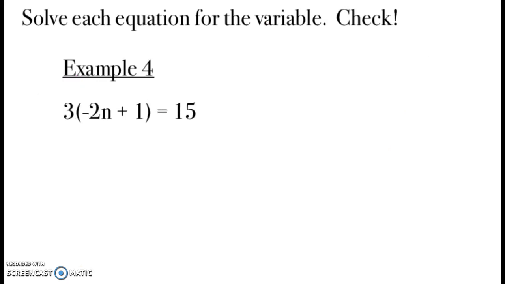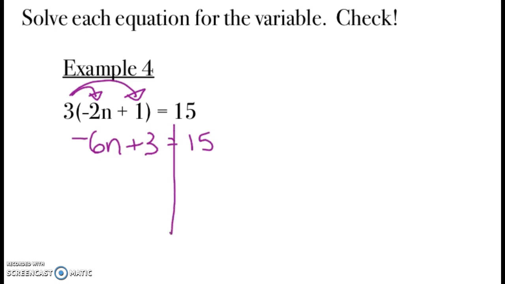All right, last one. This time I have to do some simplification first because I have some distributive property here on the left side. Well, that's one way to do it. There's another way as well, or maybe more than one way, but I'll show the distributive property way. So I'm going to multiply 3 by each thing in the parentheses here. So 3 times negative 2n is negative 6n. 3 times 1 is 3. And I have negative 6n plus 3 equals 15.